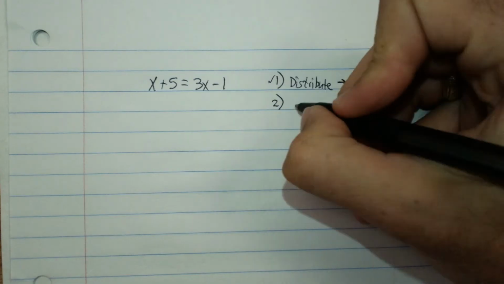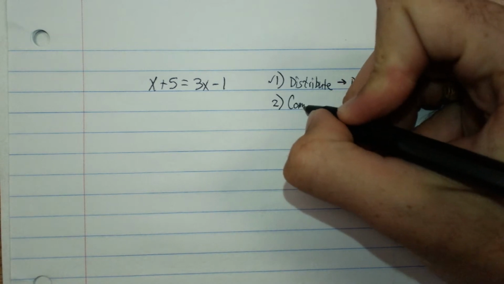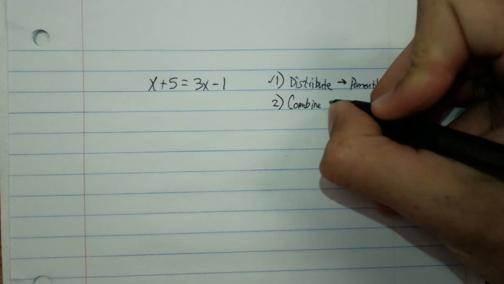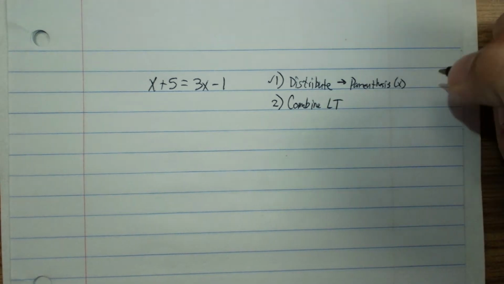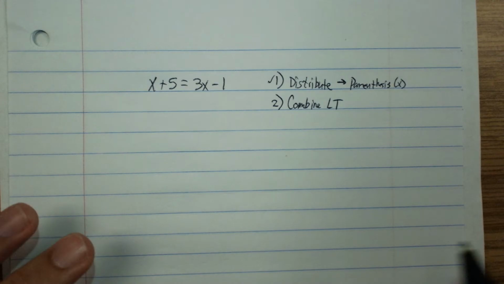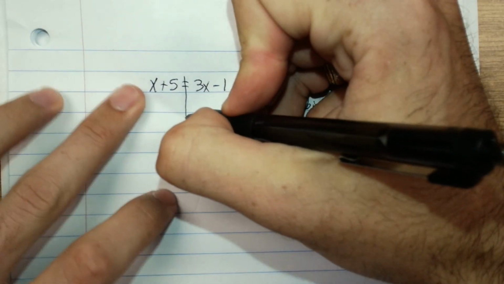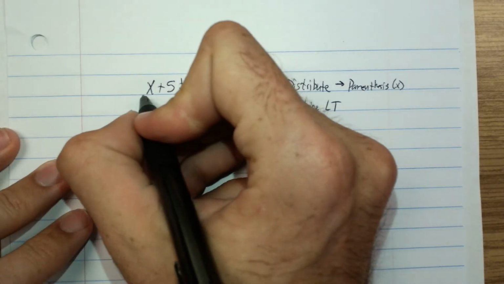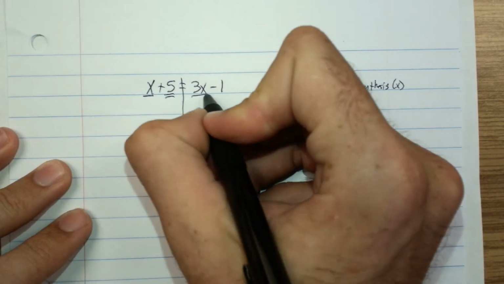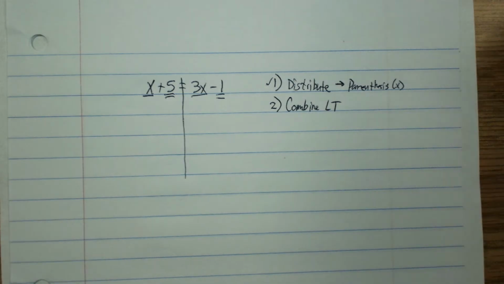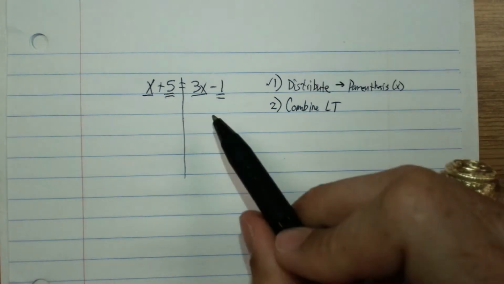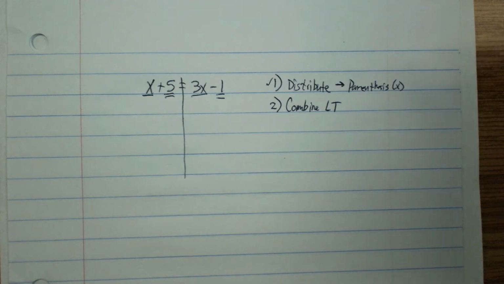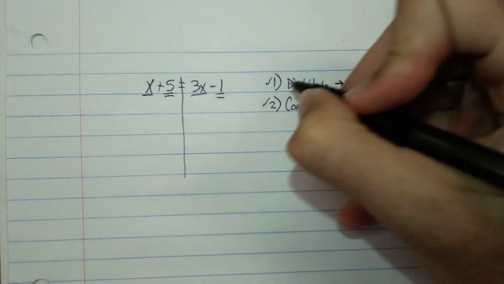Step 2 is to combine like terms. Now, like terms are going to all have to be on the same side of the equal sign. So I've got a variable and a constant, a variable and a constant. Notice I don't have anything that's the same on the same side of the equal sign, so I don't have any need to combine like terms.